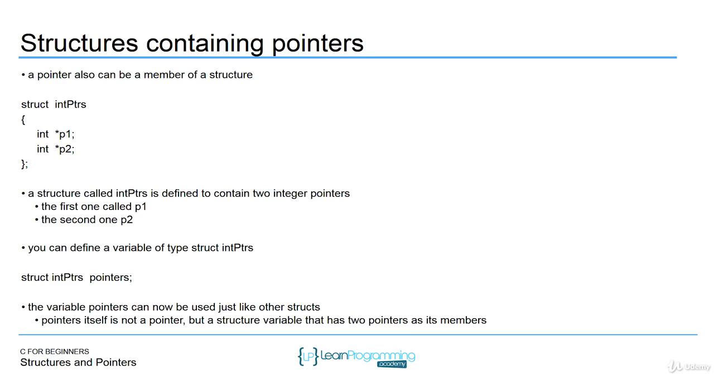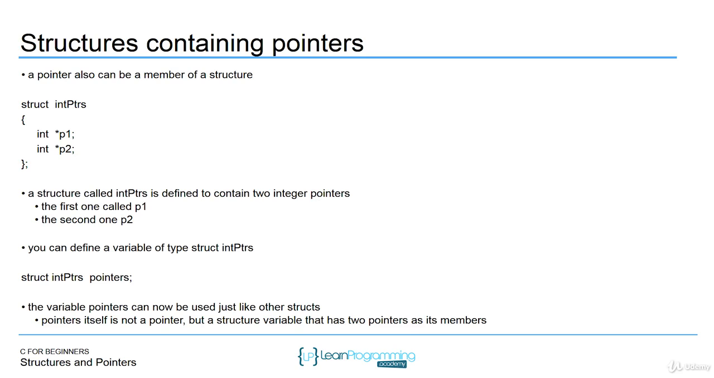Okay? The variable pointers can now be used just like other structs. Pointers is not a struct pointer. Pointers is not a pointer. It's int pointers. It contains two elements inside its struct that are pointers, but pointers itself is not an actual pointer. Right? So pay attention to that. It's a structure variable that has two pointers as its members. That's different.